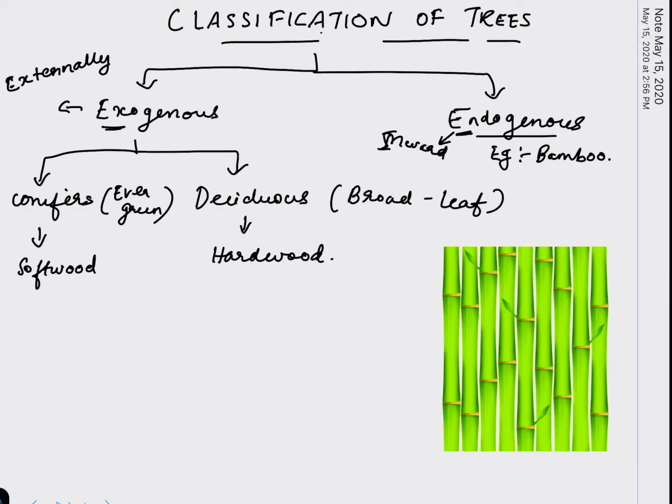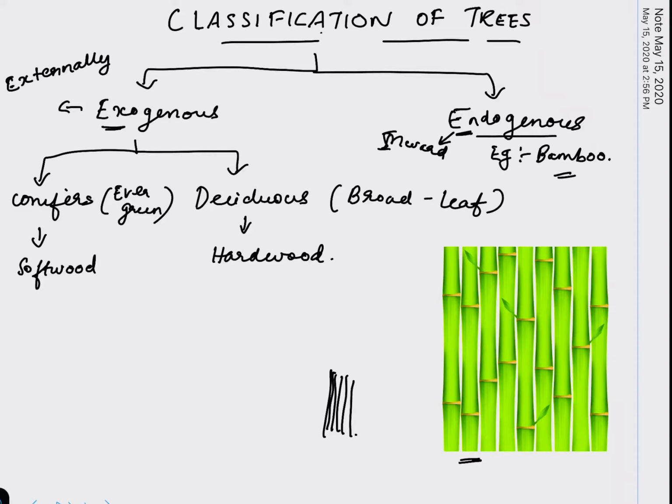Example of endogenous trees are bamboo. See the bamboo, in this the fibers are growing inside, and they are like longitudinal fibers. Okay, that is regarding endogenous and exogenous. Our main concern is exogenous. Endogenous are of least engineering importance. We are only concerned about exogenous here.